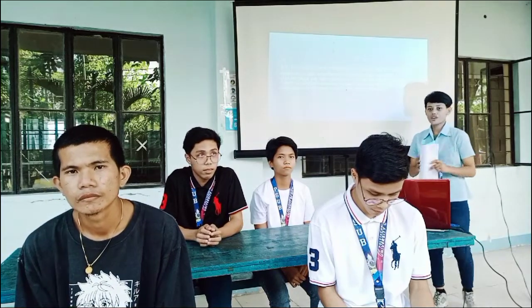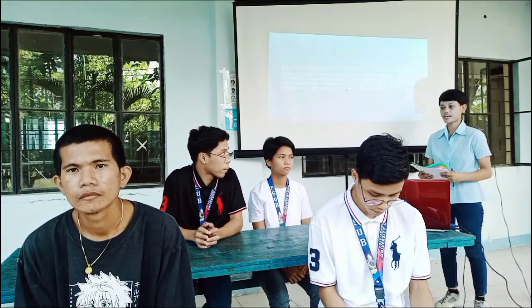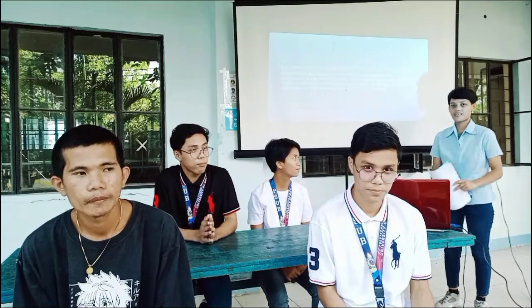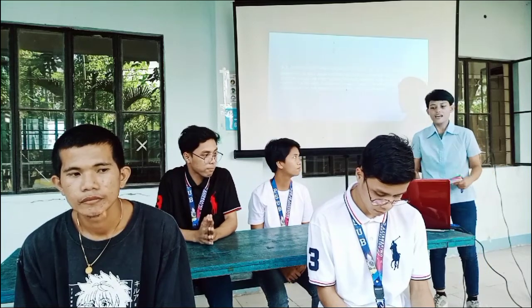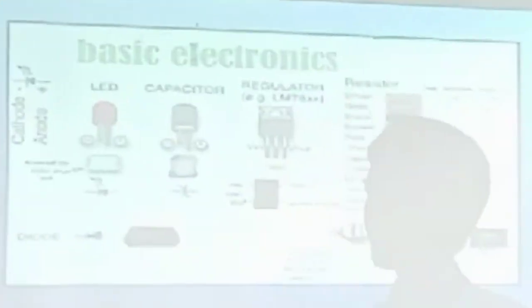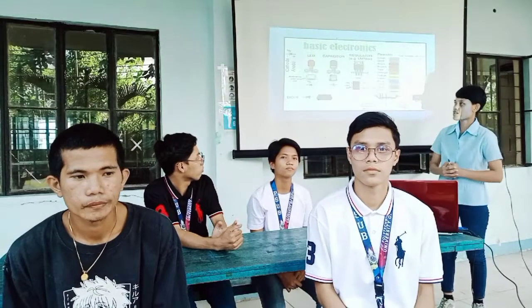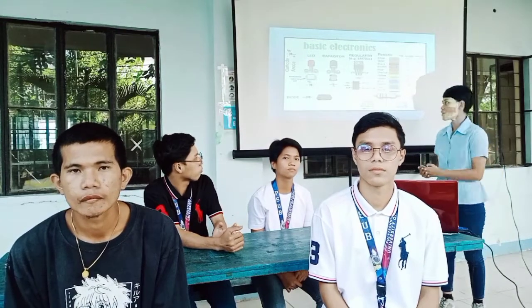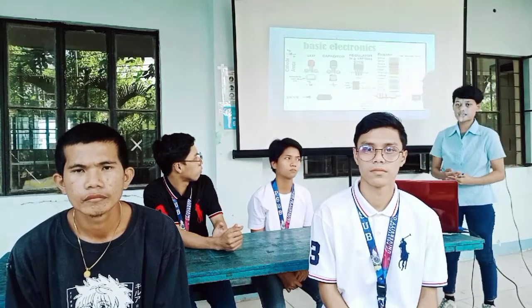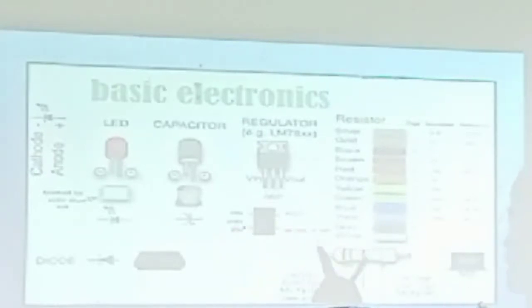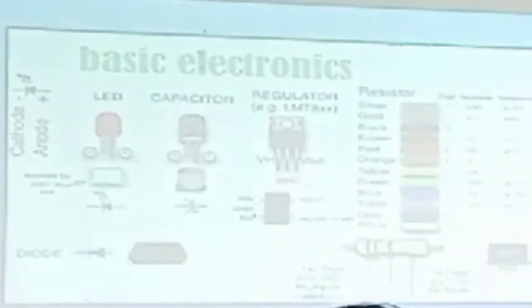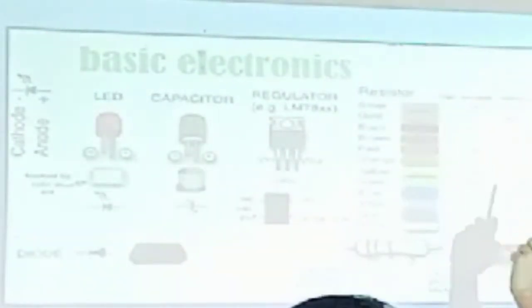Do you understand, class, the lesson for today? Yes, ma'am. Thank you for your cooperation, and that is the end of our lesson today, which is basic electronics. This image shows the basic components used in basic electronics. As you can see, there is the LED, capacitor, regulator, cathode, anode, the diode, and the resistor. So this is also the resistor color code.